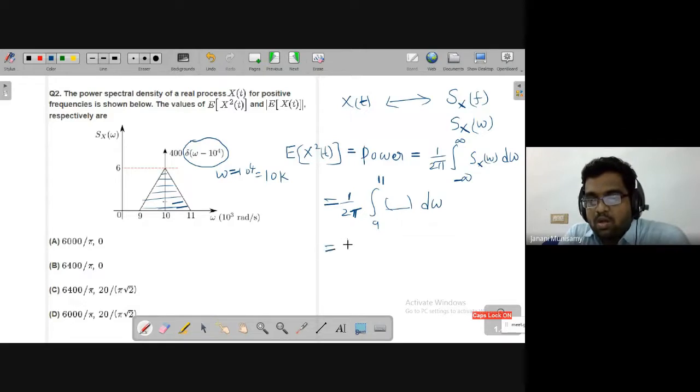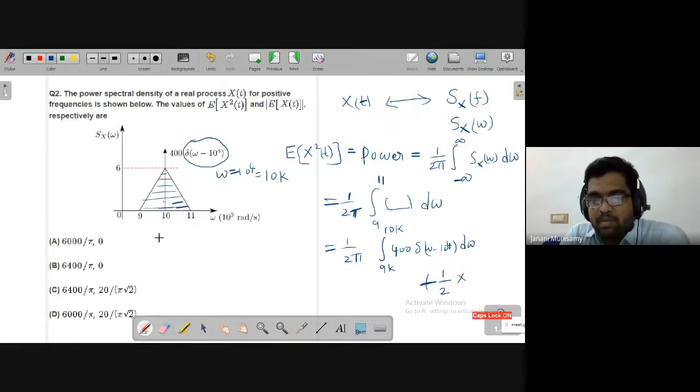So for the impulse, I will apply the integration. You know, the integration of impulse is always 1. So this is omega minus 10 power 4, that means this is in between 9k and 11k. So definitely this impulse is present inside the integral. This is d omega. Then what is the area of the triangular pulse? Or otherwise integration also you can apply. I am just applying the area, 1 by 2 into B into H formula.